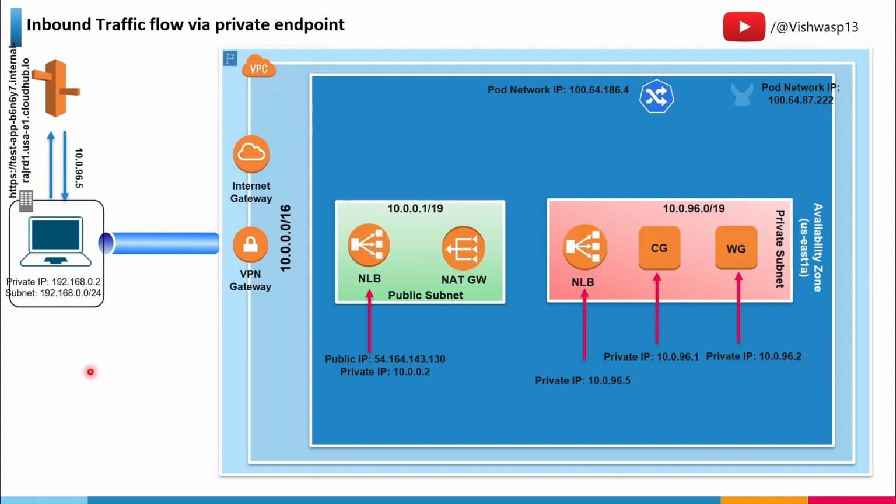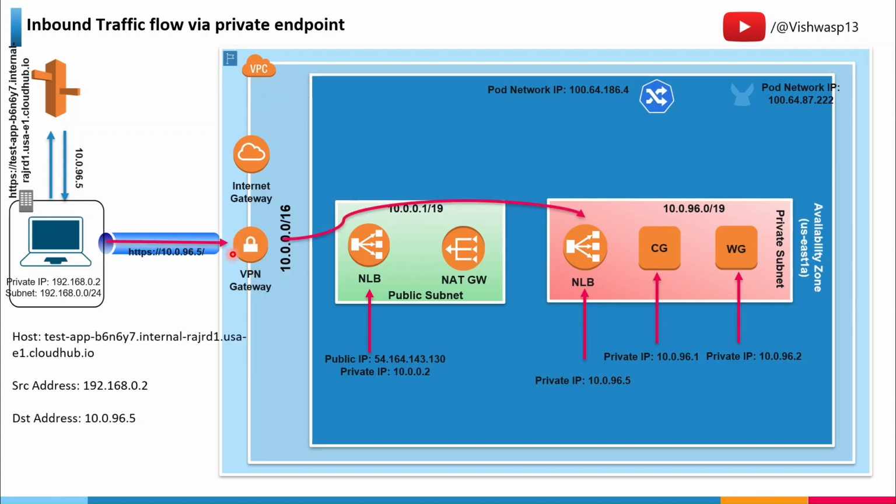Now, after resolving this IP address, the traffic will make its way to the network load balancer in the private subnet through the VPN gateway. The host header will be of the internal domain. Source address would be the client's private IP address, and the destination would be the private subnet network load balancer's private IP address. The network load balancer will now rewrite the IP packet with the new source and destination address and forward it to the control group node.